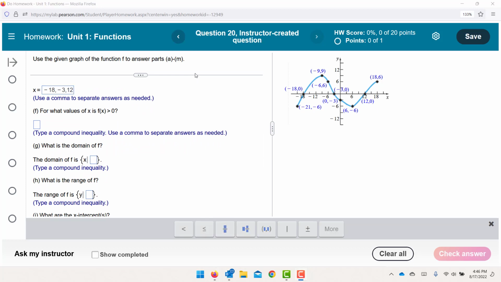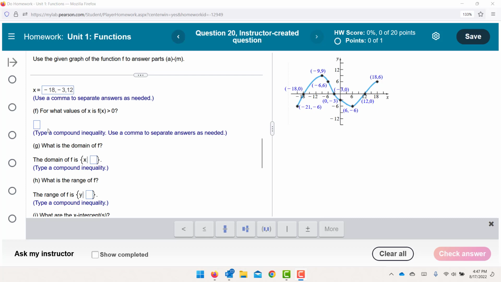Part F says for what values of x is f of x greater than 0? So what is x when y is positive? Well, y is positive when we are above the x-axis, towards the first and second quadrant. So for what values of x are we above the x-axis? The parts that are above the x-axis are this part right here, and this part right here on the right. So that looks like x is in between -18 and -3 for this left side above the x-axis.